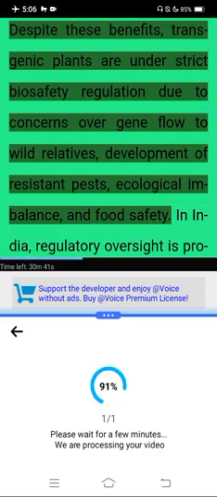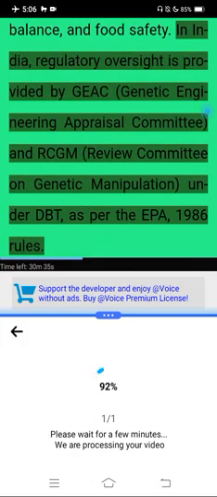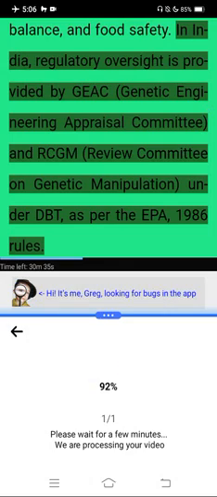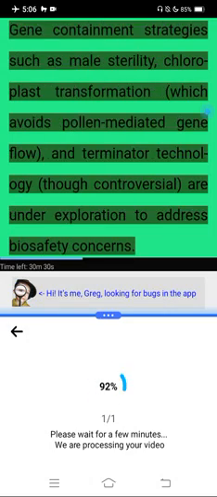Despite these benefits, transgenic plants are under strict biosafety regulation due to concerns over gene flow to wild relatives, development of resistant pests, ecological imbalance, and food safety. In India, regulatory oversight is provided by GEAC (Genetic Engineering Appraisal Committee) and RCGM (Review Committee on Genetic Manipulation) under DBT, as per the EPA 1986 rules.